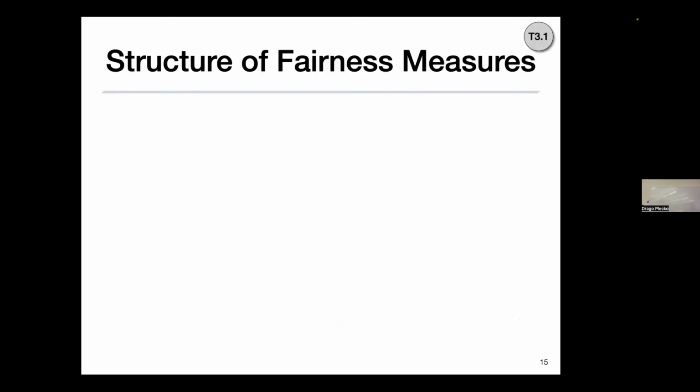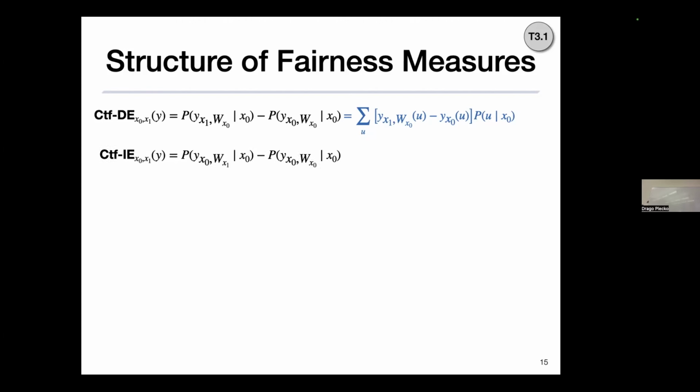So I want to dive a bit deeper into this. I want to say a bit more about the structure of some of these measures. These are some of the technical results that I find quite exciting. It turns out that these potential outcomes, these differences, for example the counterfactual direct effect, can be written out in a very specific way. Basically, the difference here, that is the counterfactual direct effect, can be factorized. Actually, the indirect effect can be factorized in a very similar way.